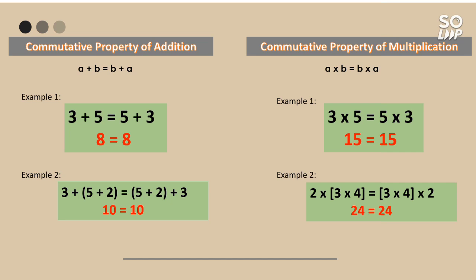So now, let's multiply. Since nakagroup si the quantity 3 times 4, sila ang uunahin. 3 times 4 is equal to 12 times 2 is equal to 24. Let's move to the right side. Since nakagroup ulit si the quantity 3 times 4, sila ang uunahin. 3 times 4 is equal to 12 times 2 is equal also to 24. So, they are equal. Therefore, commutative property is true under multiplication.